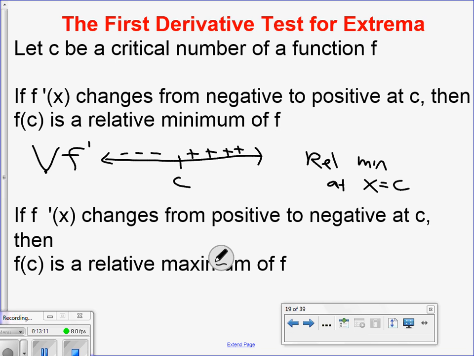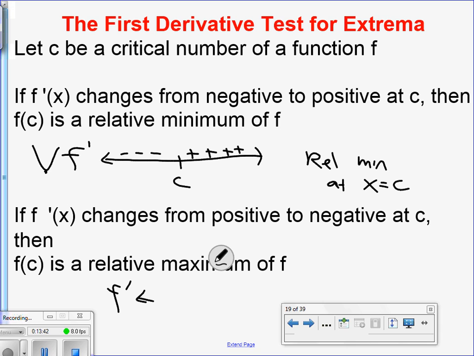But it has to be in that order. First of all, you have to read left to right, or this whole thing doesn't work. And you don't have to memorize: negative to positive, there's a min. You can just picture it. Slope's negative, then it's positive. You've got to have a min there, right?